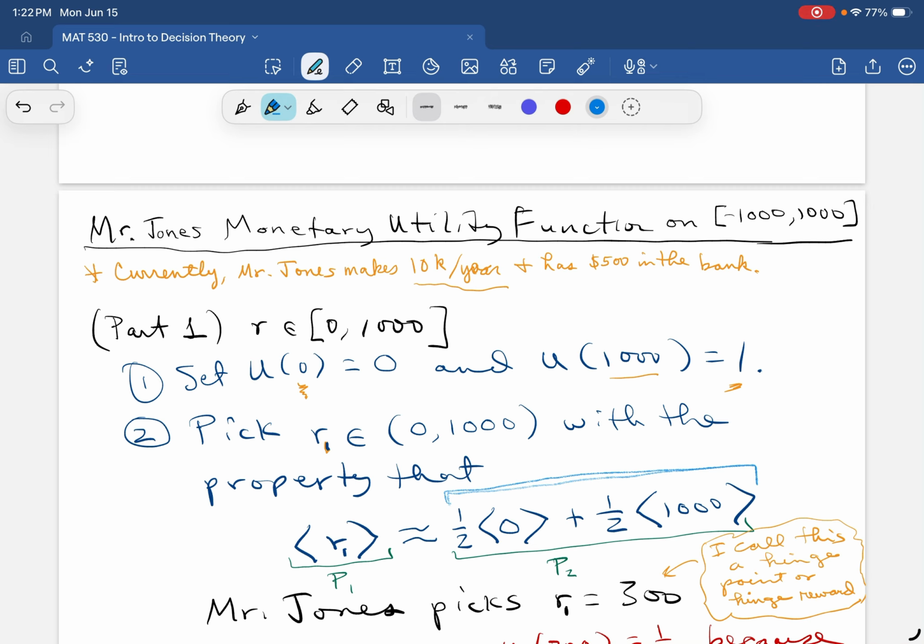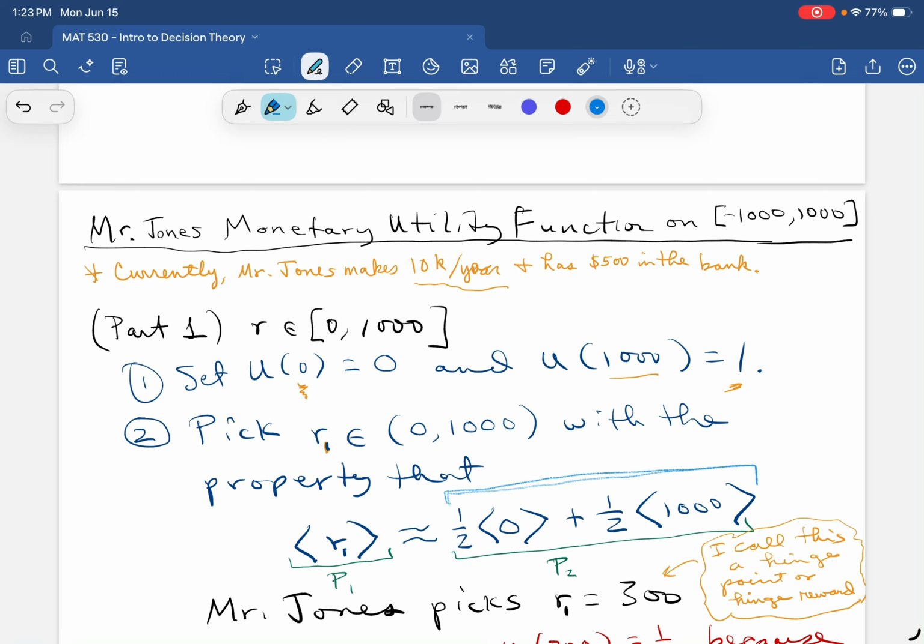So the way to think about that is, suppose Mr. Jones had a lottery ticket, and that lottery ticket will pay $1,000 with probability 1/2. So he could go to the lottery place and they'll flip a fair coin, and if it lands on heads, he gets $1,000. If it lands on tails, he gets nothing. And the way to think about that is, how much would he sell the ticket for? If he didn't want to play it, he just wanted to sell it, how much money would he sell it for? Because that's his estimated value for that gamble. And whatever that amount of money is, that's what R1 is.